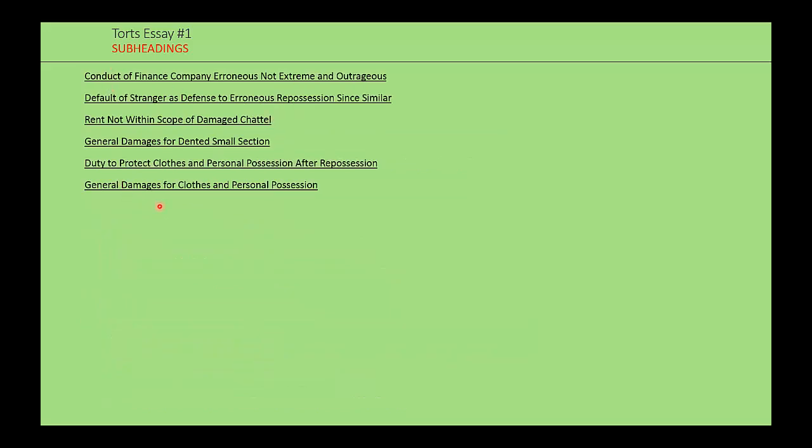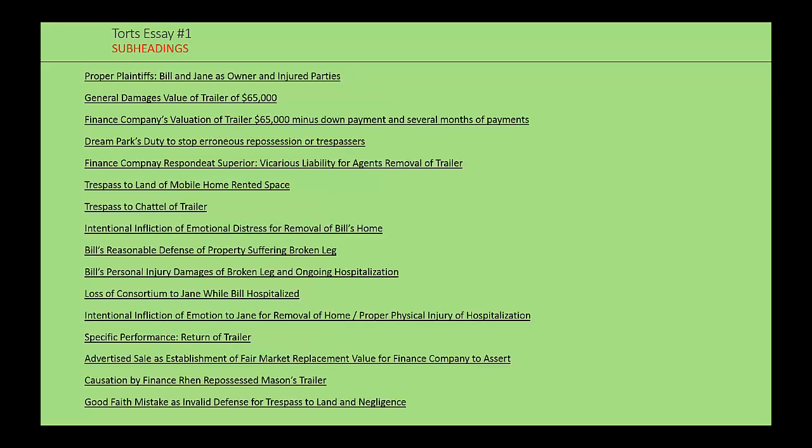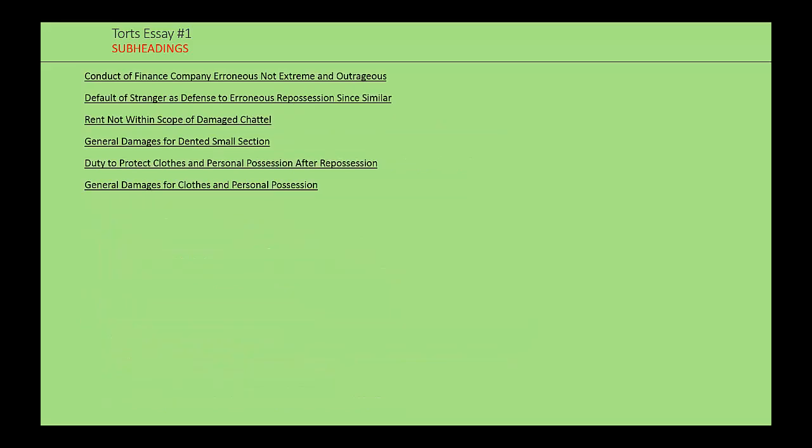This is the final amount, the summary of all the headings. Conduct of finance company: erroneous, not necessarily extreme and outrageous. So what you can see here is over 20 issues that I've spotted. Now, in the hour that you'll be writing, I doubt you'll be able to find all of these. But if you can get between 15 and 20, that's a passable exam.